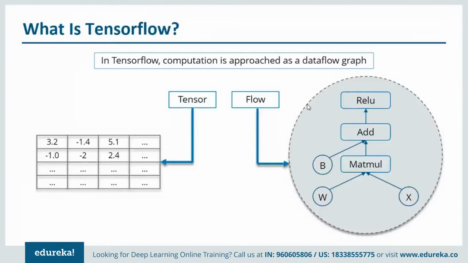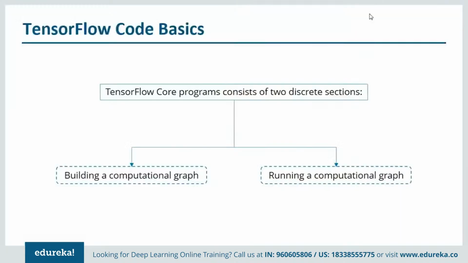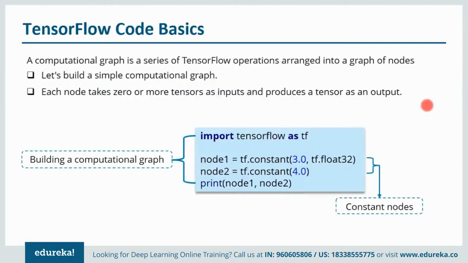Now let us understand a few code basics of TensorFlow. TensorFlow programs actually consist of 2 parts. One is building a computational graph and another is running a computational graph. So we'll first understand how to build a computational graph. Now you can think of a computational graph as a network of nodes, with each node known as an operation, running some function that can be as simple as addition or subtraction, or it can be as complex as, say, some multivariate equation.